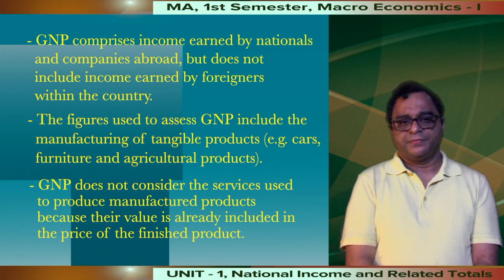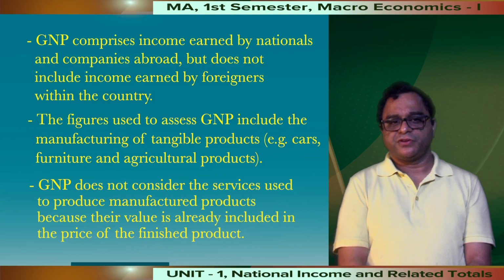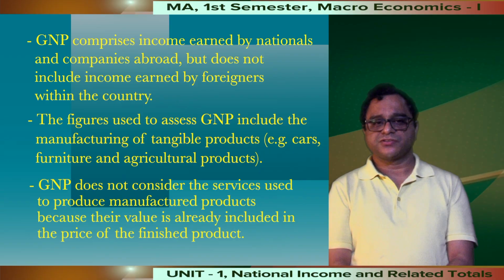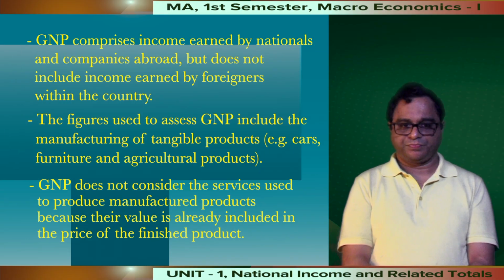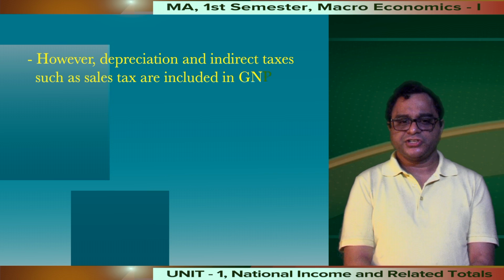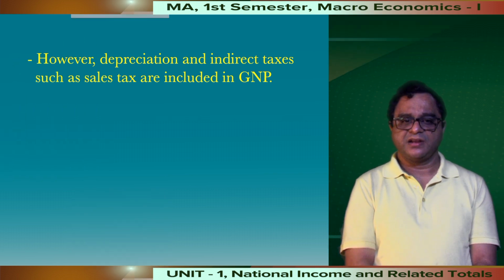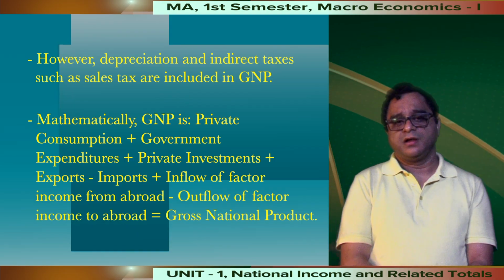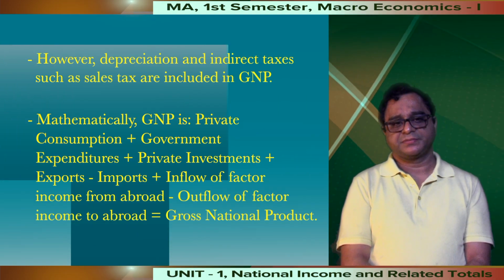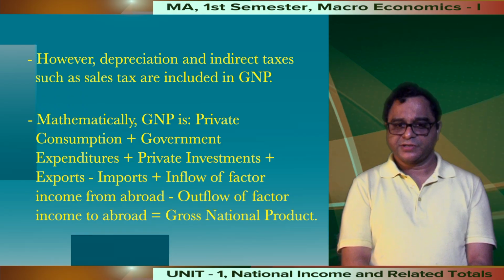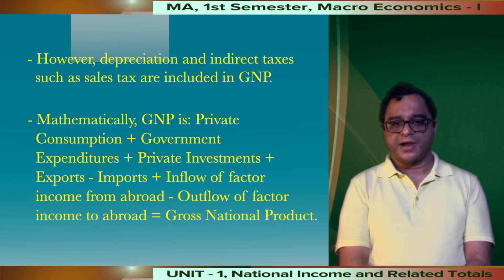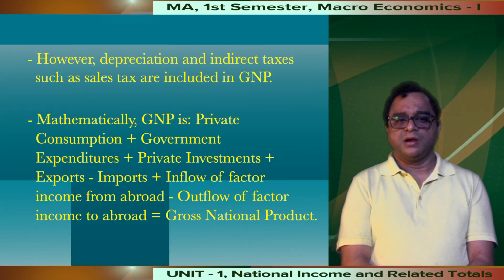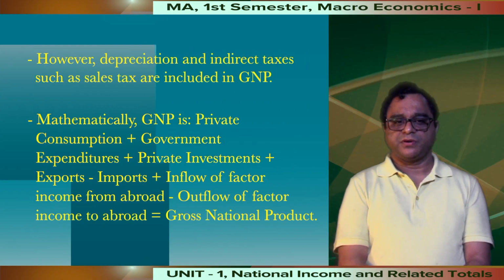GNP does not consider the services used to produce manufactured products because their value is already included in the price of the finished products. However, depreciation and indirect taxes such as sales tax are included in GNP. Mathematically, GNP is private consumption plus government expenditures plus private investments plus exports minus imports plus inflow of factor income from abroad minus outflow of factor income from abroad.